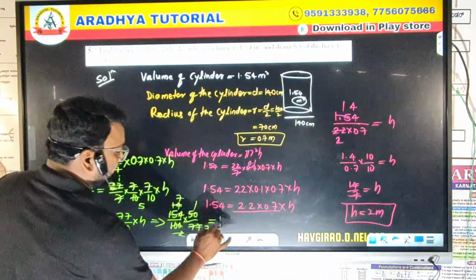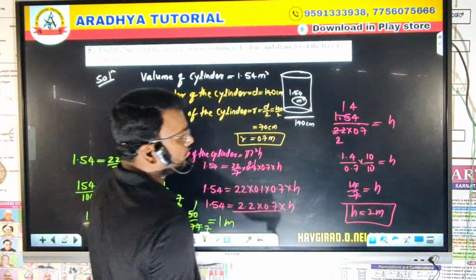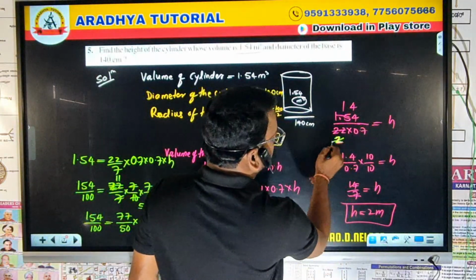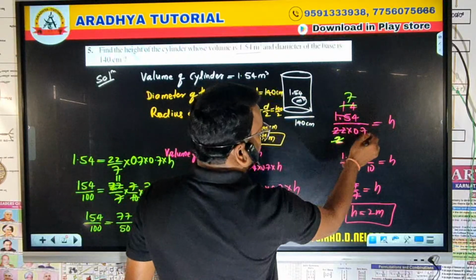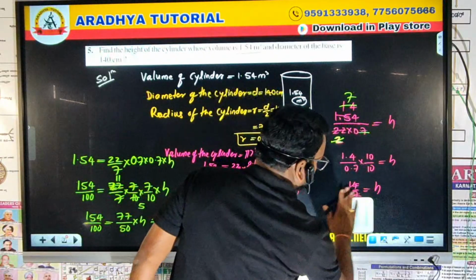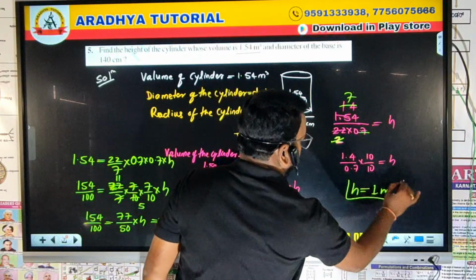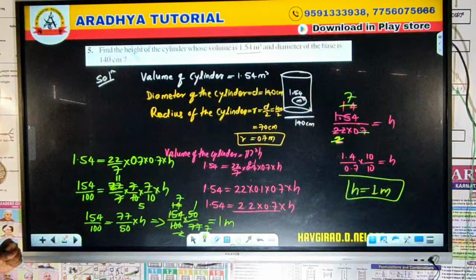Answer is only 1 meter here, but where did we go wrong? Here 2 and 11, 2 1s are 2, 7 7s get cancelled, which means only 1 meter. H equals 1 meter. We got 1 meter here. Here also 1 meter is there.